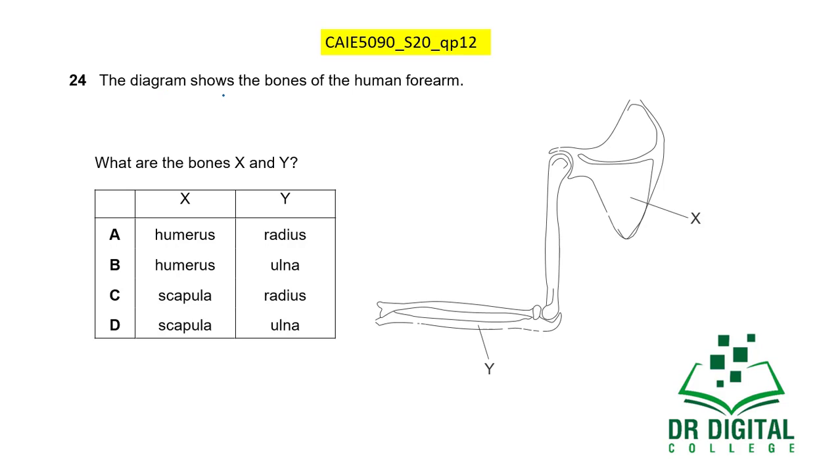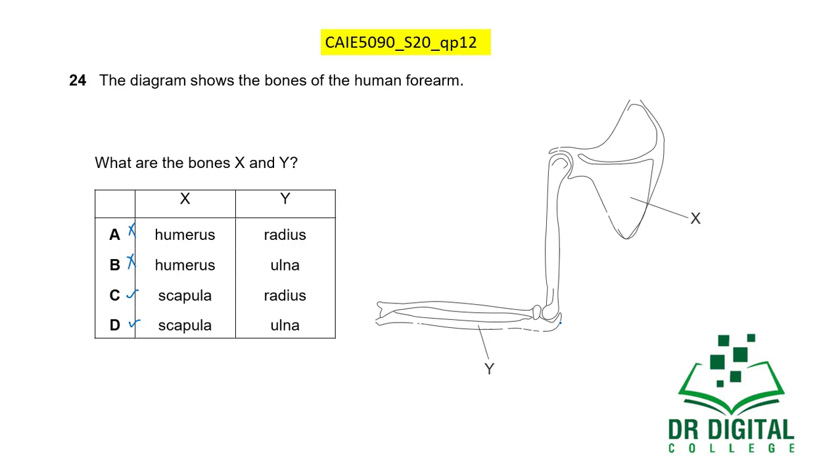In this question, the diagram shows the bones of the human forearm. What are the bones X and Y? You know that X is scapula or shoulder blade, which is just behind your shoulder. So X is scapula. So C can be correct, D can be correct, A and B are wrong.